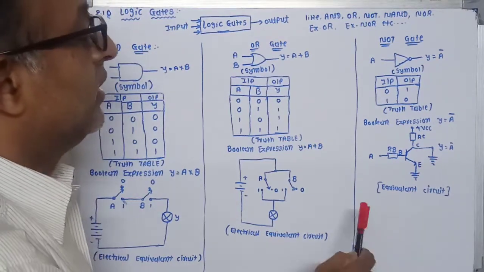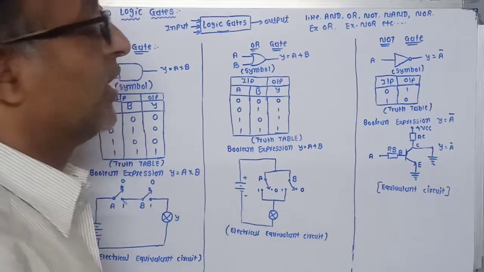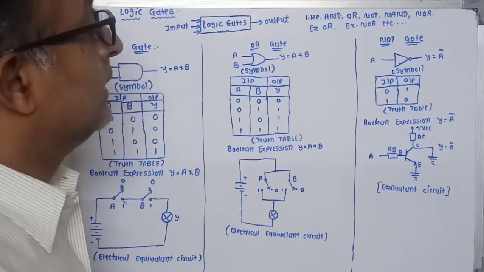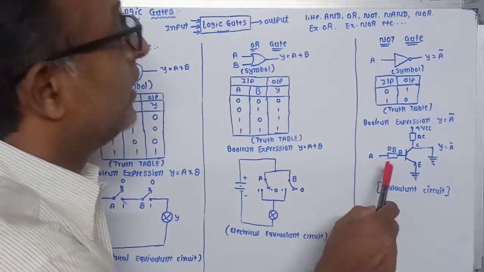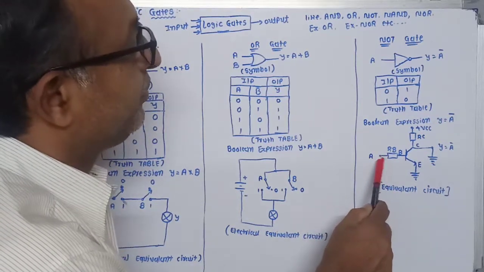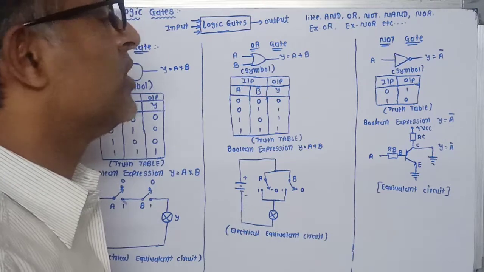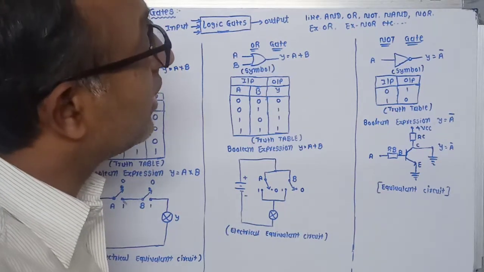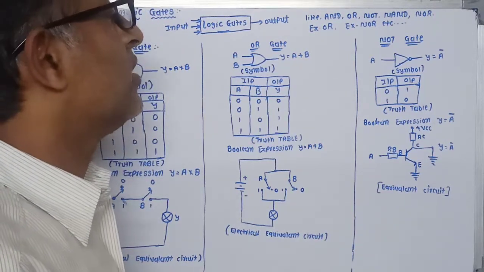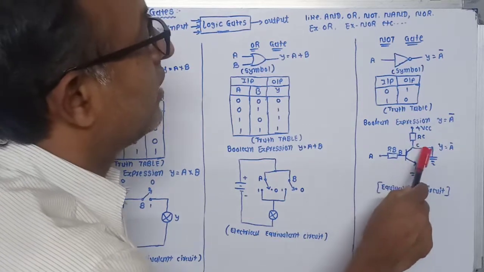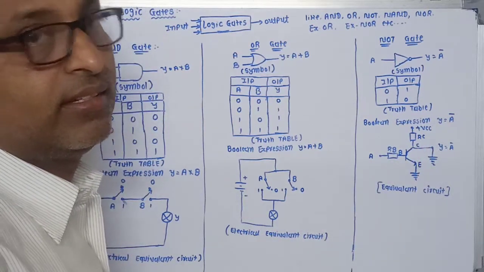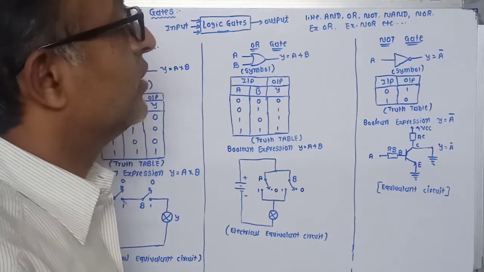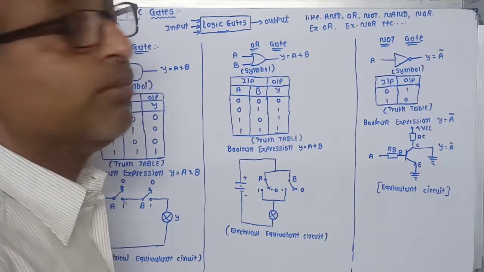Now let us understand its equivalent circuit. Here we are taking one transistor. When there is no input at this base terminal, that means there is no current passing through this collector circuit, so it is in off condition. At that time you will get collector voltage equal to plus VCC. So your output is Y equals A bar.